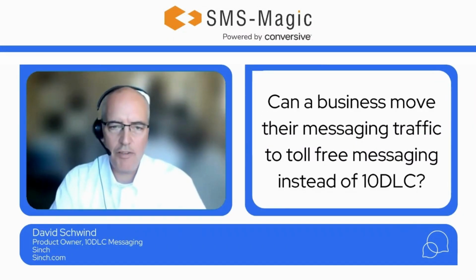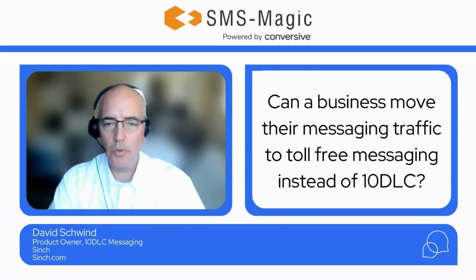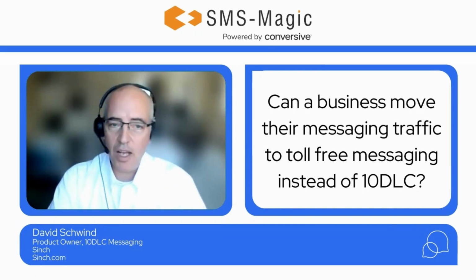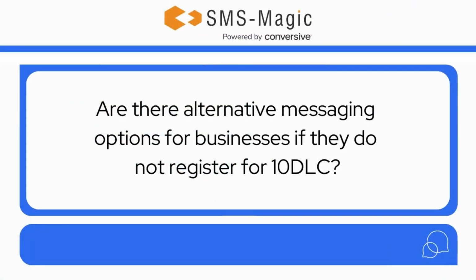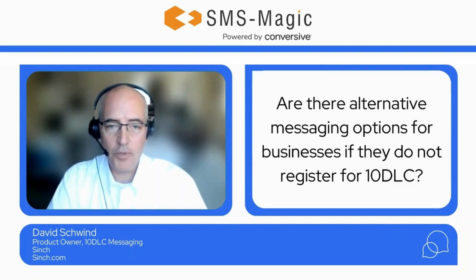You can move your traffic from an unregistered 10DLC number to a toll-free number. The same rules apply, so you'll still need consent to send messages. You'll still need to go through the registration process, but absolutely you can move to a toll-free number. No, there are no other options for sending business messaging in the United States. All types, whether it be 10DLC, toll-free, or short codes, all need to go through a registration process. All application to person, or A2P, messaging has to be registered in order to run over the US carrier networks.